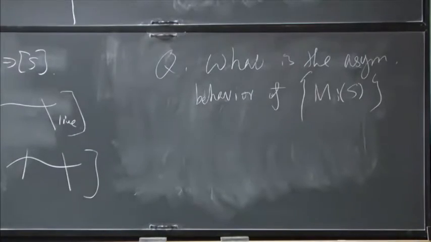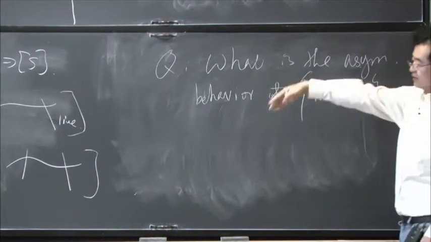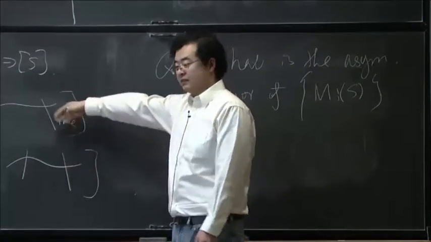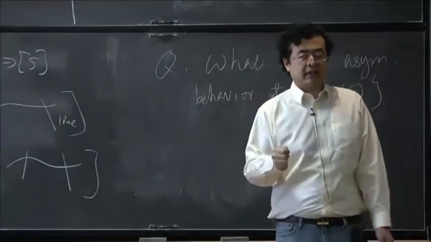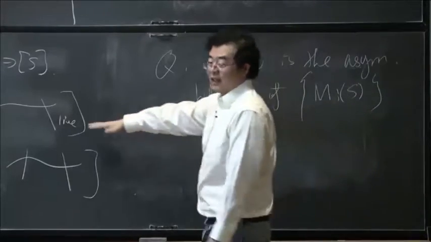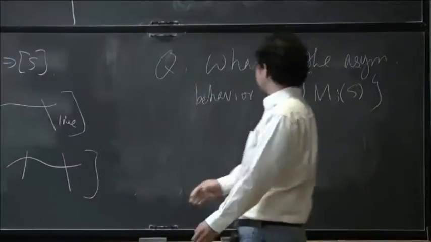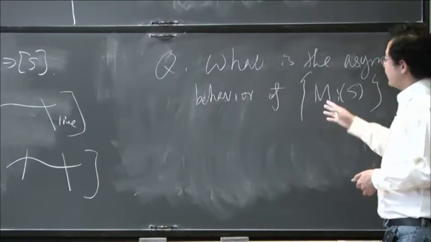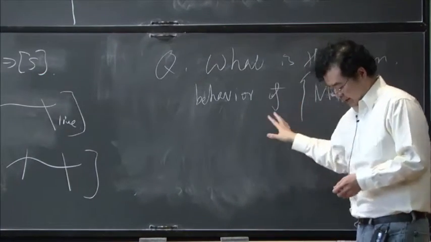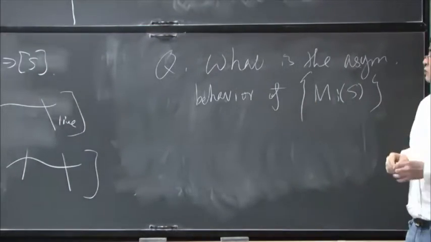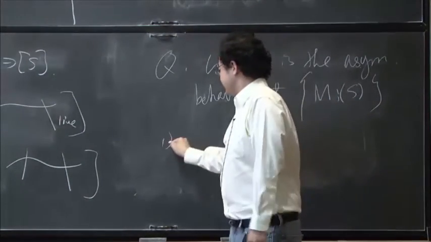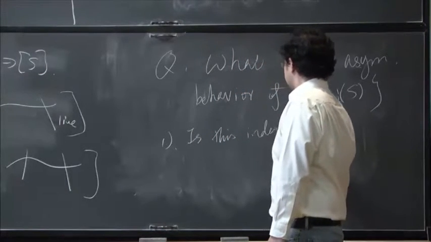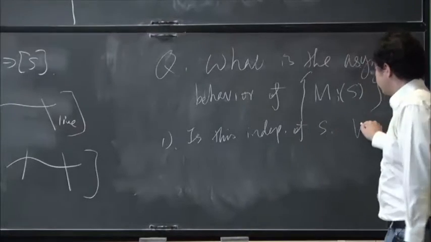So it's very easy to check that. So this, I make several choices. I should start with a section, and then add some lines. So it's very easy to see that this is independent of the line I choose. Okay, but it does depend on the section. Okay. So I want to ask. The question is, what is the asymptotic behavior of this sequence? So the first question you want to ask is, is this independent of S, at least for i really large?